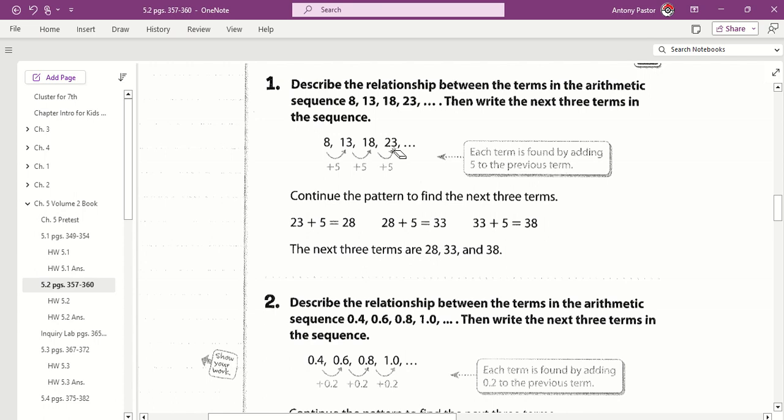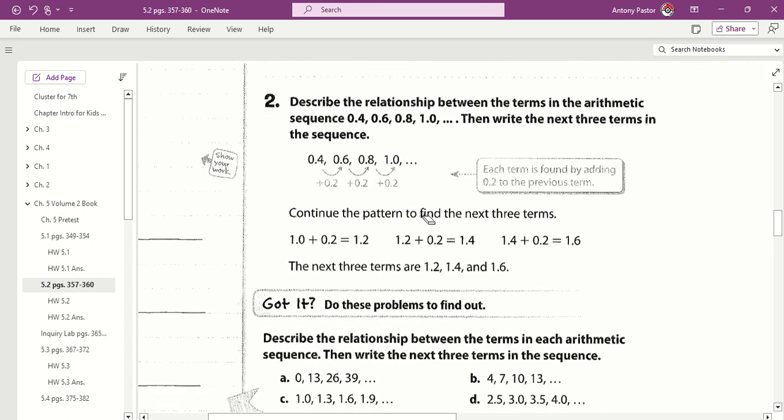To find out what comes after 23, I'm going to add 5 to it, as highlighted here, which is 28. In order to find the term after 28, I would add 5 to it and get 33. And then to find the term after 33, I would add 5 more and I would get to 38. Therefore, the next 3 terms are 28, 33, and 38.